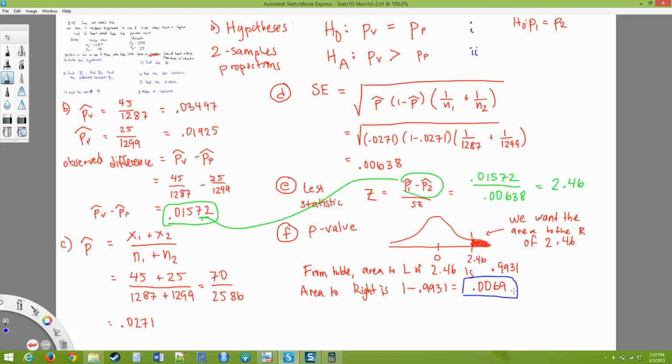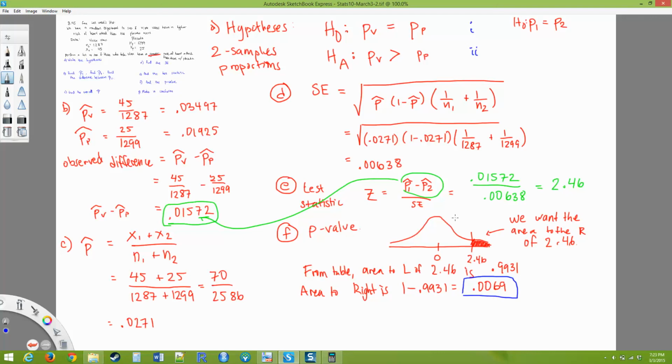So you should be able to set up your hypotheses, figure out your proportions from your samples, and find the observed difference between those proportions, find your overall p-hat, find your standard error, find your test statistic, and find your p-value. Okay? These are all things that you need to do when you're dealing with this kind of problem. And the last part, making your conclusion, is perhaps the most important part.